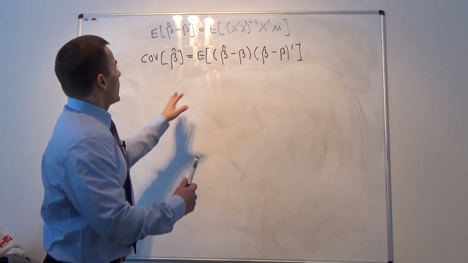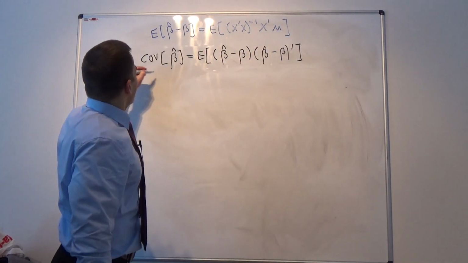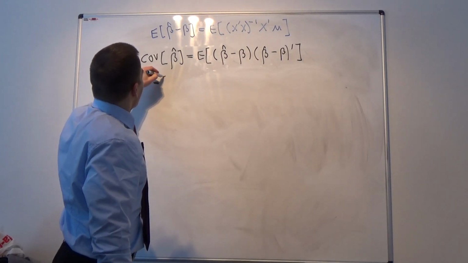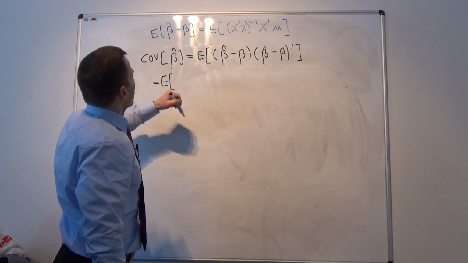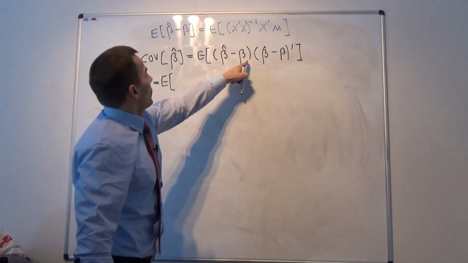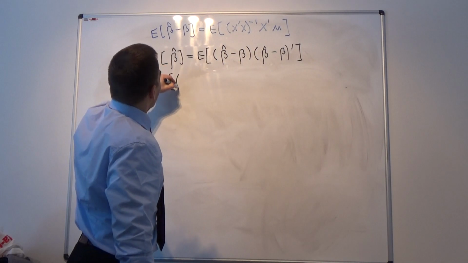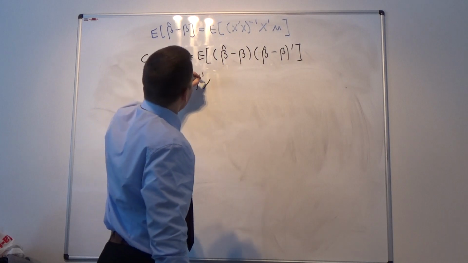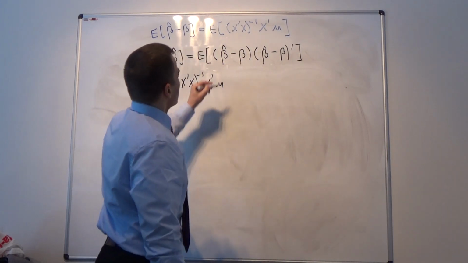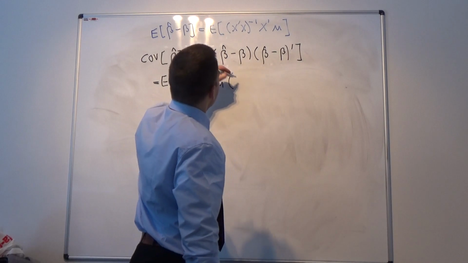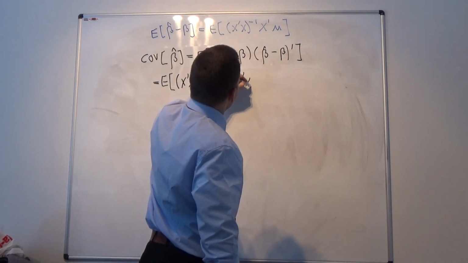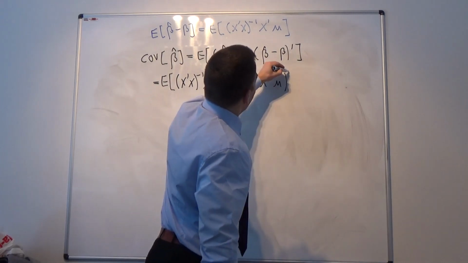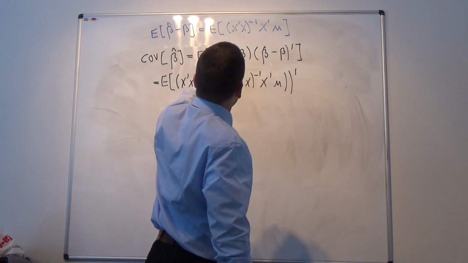So again, what do we have to do? Let's plug in what it is. The covariance of beta hat is then the expectation of this expression here. We just put it in here, and it's X transposed X inverted X transposed U times the same thing transposed. So X transposed X inverted X transposed U, and we have to transpose this part.